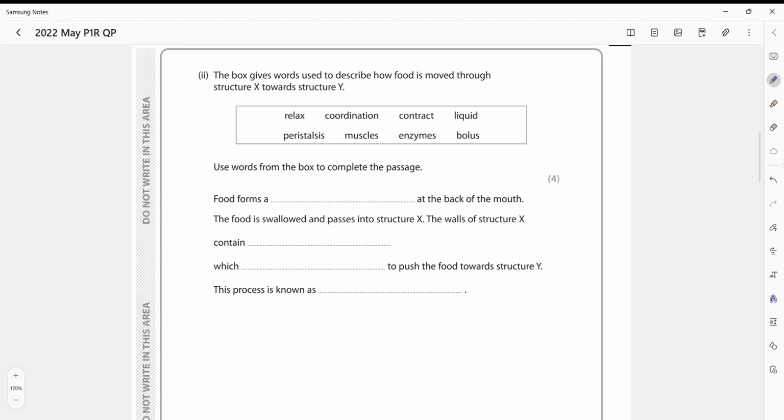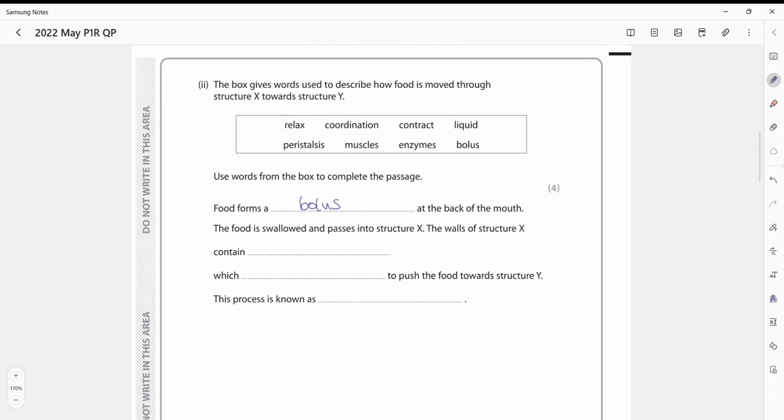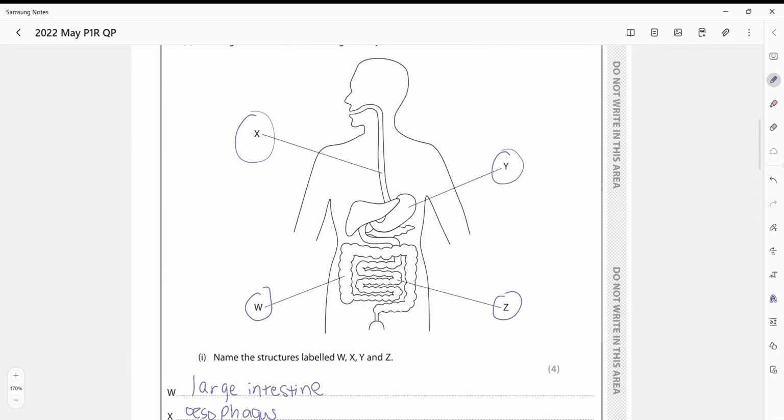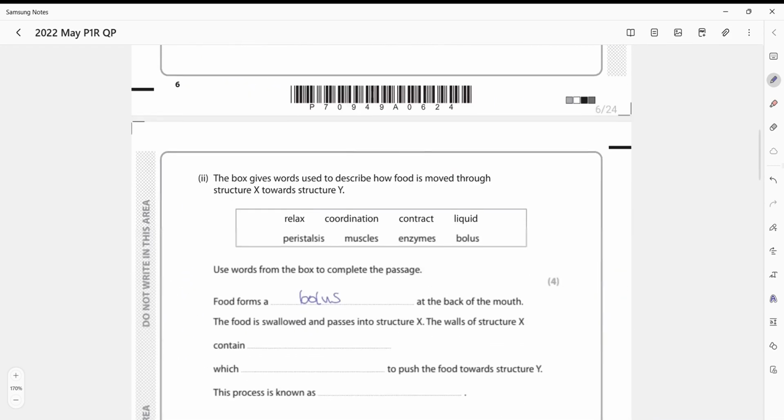Food forms a bolus at the back of the mouth. That would be bolus. So bolus is what we refer to the food once it's in our mouth and mixed in with our saliva. The food is swallowed and passes into structure X. So structure X, as you can see here, that would be the esophagus.